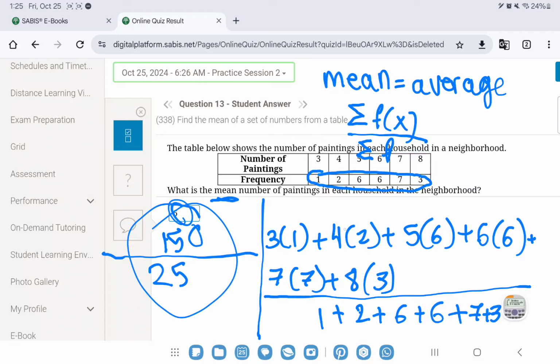3 times 1 times 4 times 2 times 5 times 6 times 6 times 6. Yeah, I don't know what I did wrong, but sure. Same thing. 150 over 25, which is gonna give you 6.